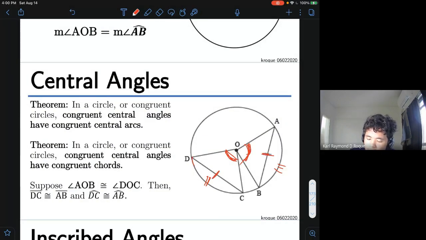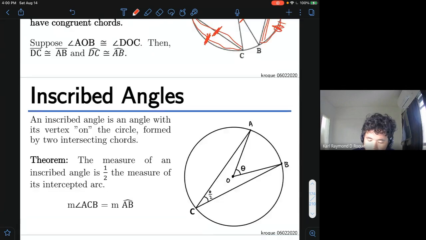Kasi nga pareho sila ng measure nito, so it means na the segment connecting the endpoints of the arc should be the same. No? That's a theorem. Yes, I hope na naintindihan niyo to. So yes, the other way, it also implies that, so kung equal tong dalawa, pareho to, pareho rin to.